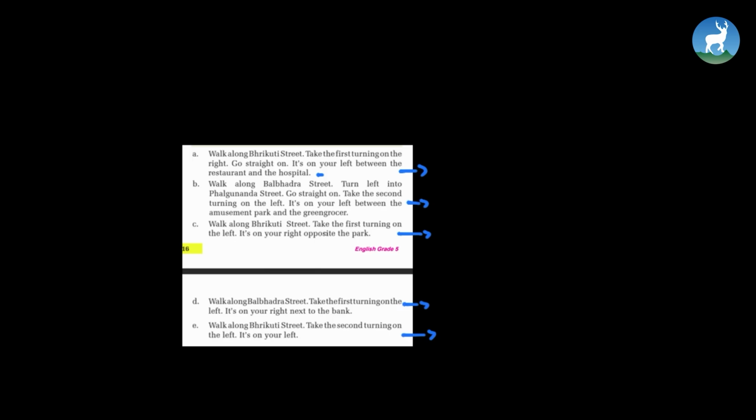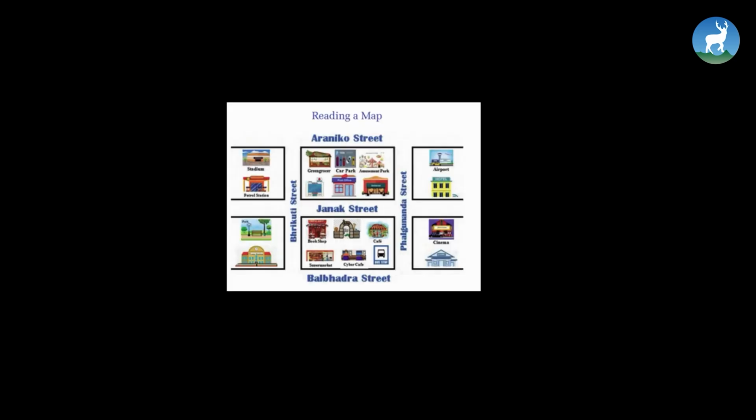Next, walk along Bricotti Street, take the second turning on the left. It's on your left. Now what do we need to do? We need to go back to the text and then look into the map, try to find out the names of the places we arrived. Should we try doing it? Let's try. Alright, so students, here we have a map and we're about to read through it and follow the instruction given ahead. Okay, firstly, let's get to know what are the maps for.